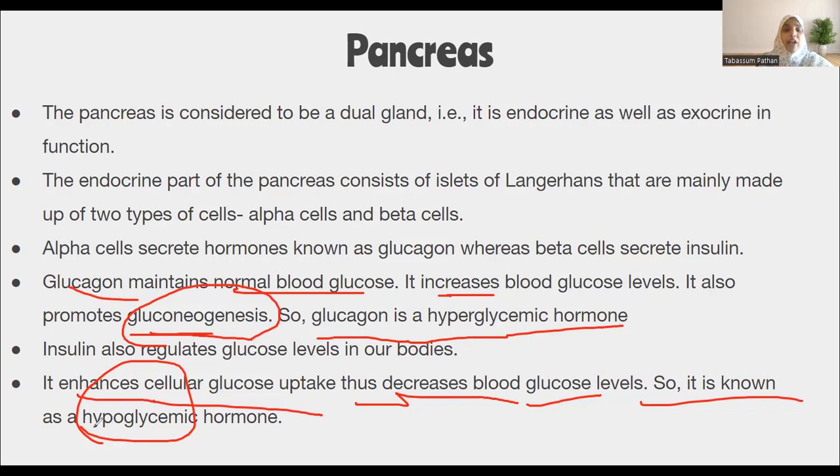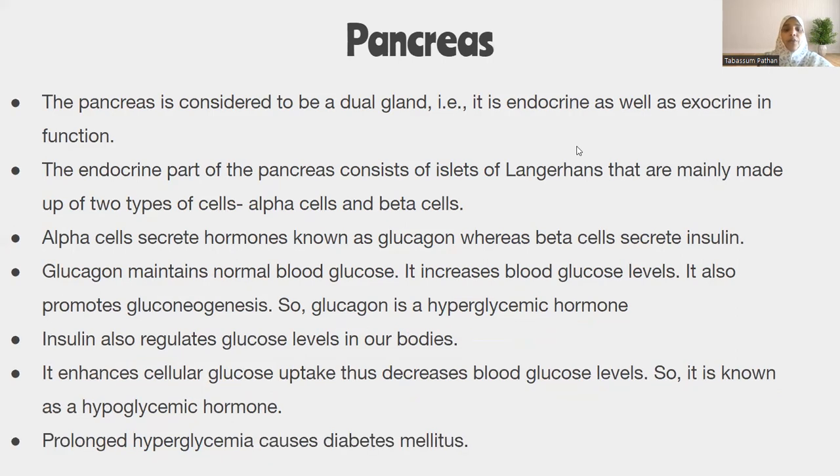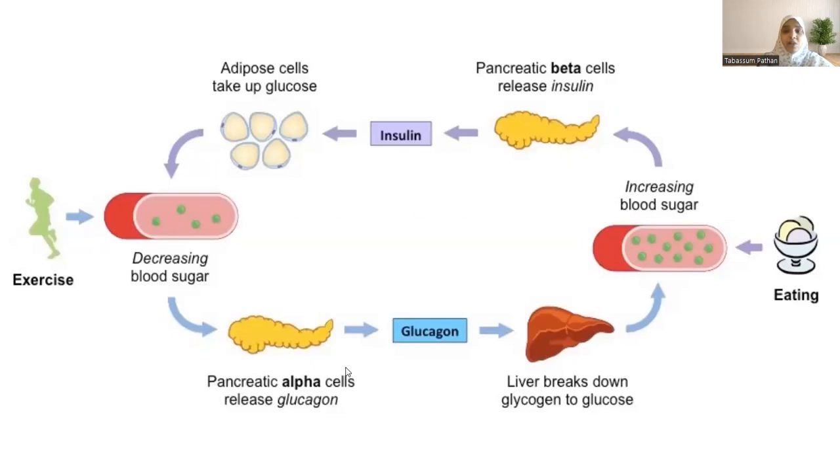So hence this is hypoglycemic and that is hyperglycemic. Okay. So those are the two important hormones that you need to know. Prolonged hyperglycemia can cause diabetes mellitus. That is, if your blood sugar level is high every time, then it can result in prolonged hyperglycemia, resulting in diabetes mellitus problem. Okay, so this is the understanding of the insulin hormone.